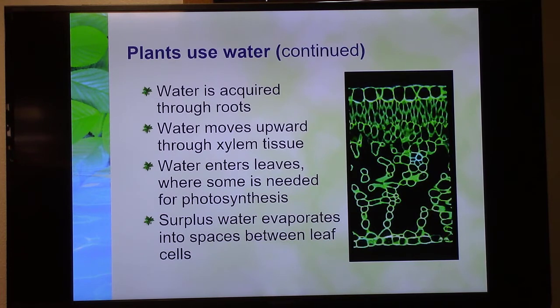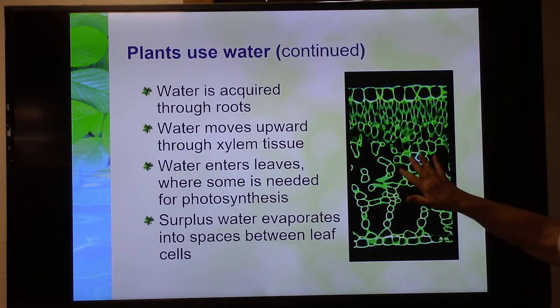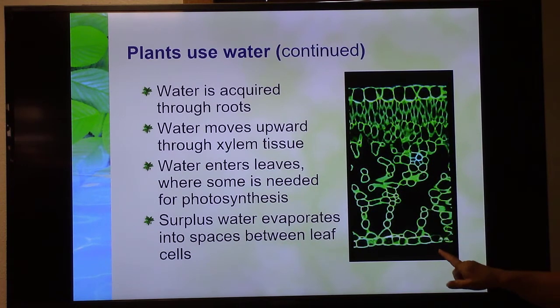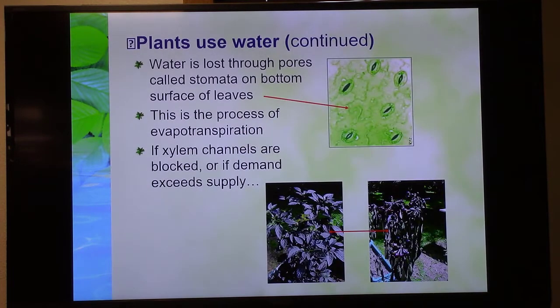And if there is surplus water, it's going to evaporate into all of these spaces. And eventually, it's going to get out of the leaf, because on the bottom side of the leaf there are little pores, little openings. So that's the movement of water through the plant.